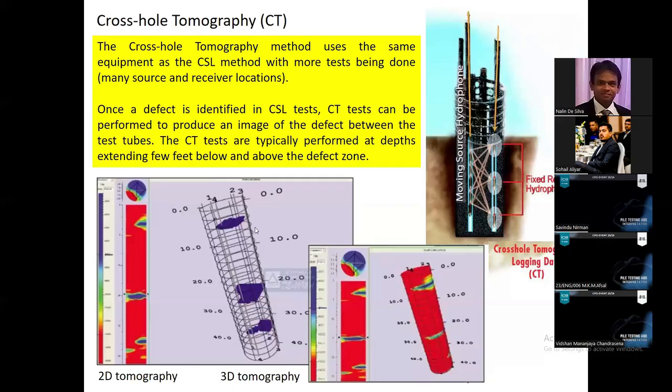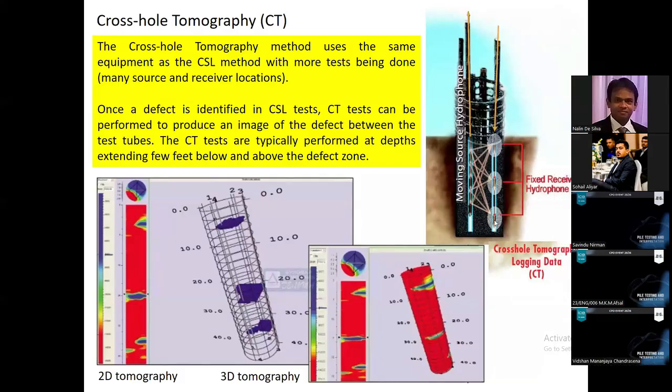So in the cross-hole tomography, what we do is the receiver is fixed at a certain point, fixed receiver, and we will move the source, right? We will move the source and start sending waves like this. So multiple wave records are taken.